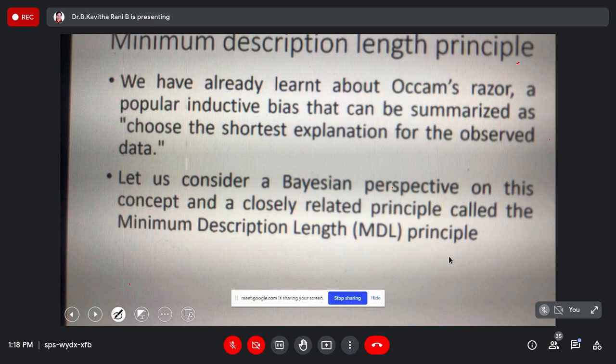Okay, it should not be in a lengthier way, it should be in a shorter way. So for that purpose we will be using the Occam's razor method here. Occam's razor is used to find the simplest solution compared to a complex solution. To this we are adding inductive bias also.